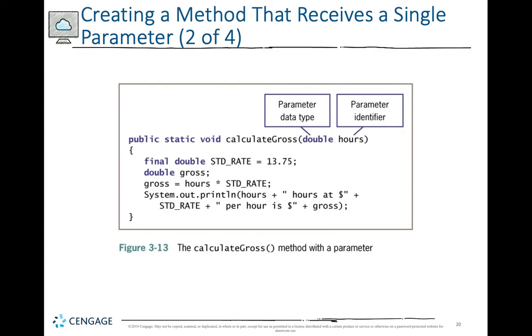Okay. So here we see the identifier calculate gross, then we have the parameter type, which is double. And double is what type? Remember what type a double is? It's not an int, right? An int is a whole number. A double is a decimal. Very good. And so the parameter that we're identifying is the hours. All right. Then we have final double std underscore rate.